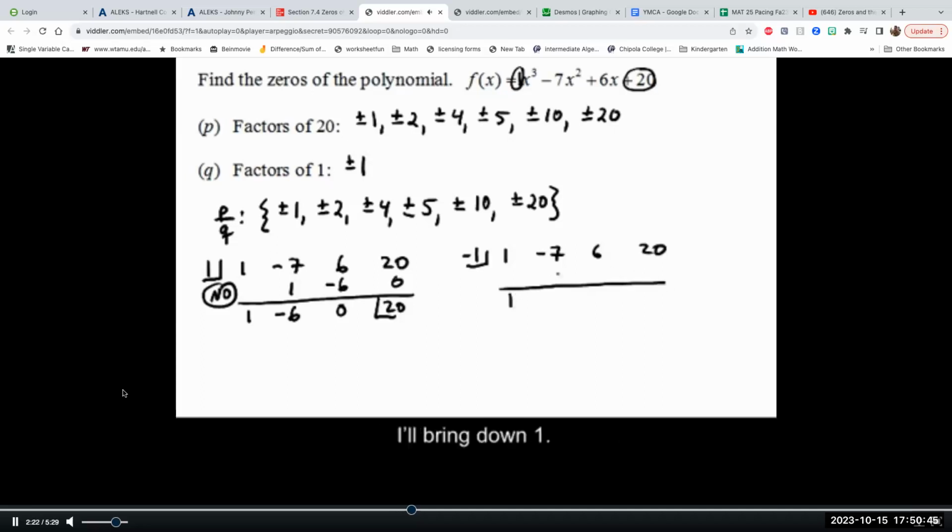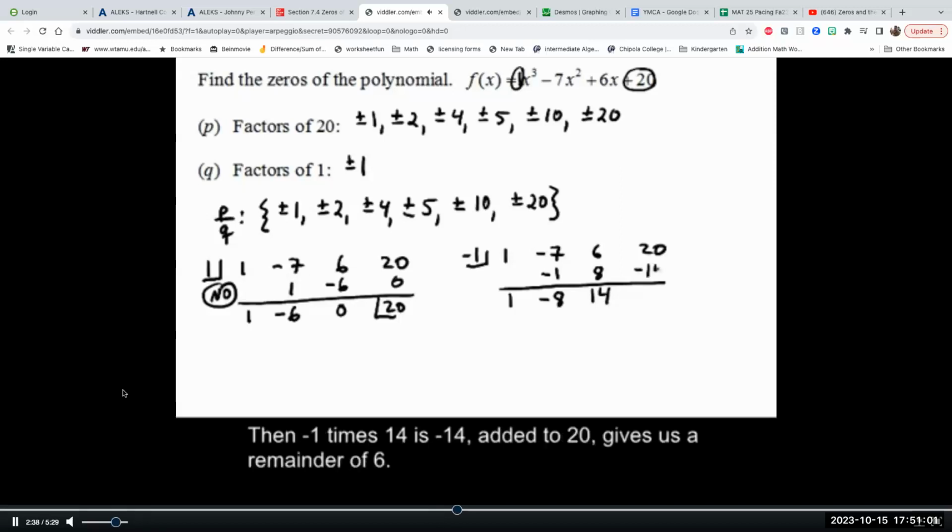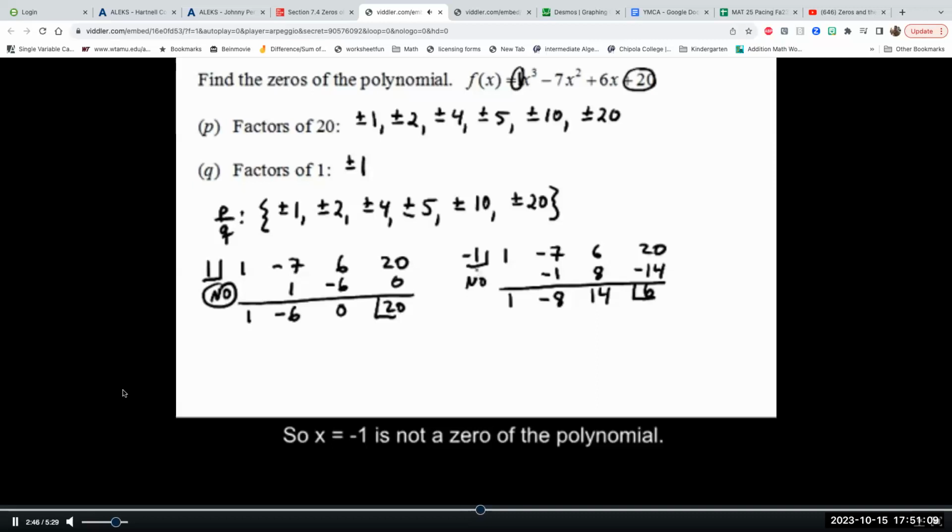I'll bring down 1. Then negative 1 times 1 is negative 1. Adding this to negative 7, we have negative 8. Negative 8 times negative 1 is 8. Added to 6 is 14. Then negative 1 times 14 is negative 14. Added to 20 gives us a remainder of 6. So x equals negative 1 is not a zero of the polynomial.